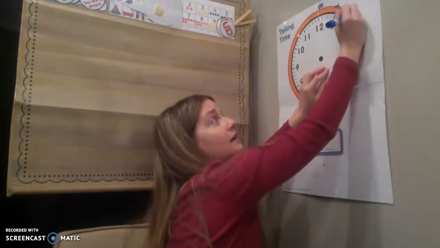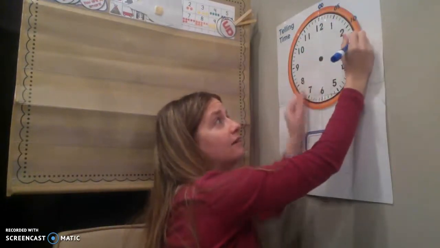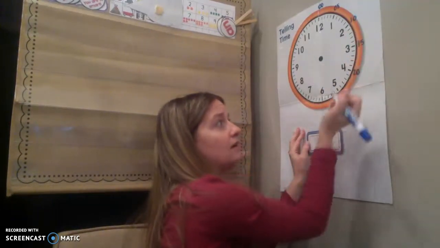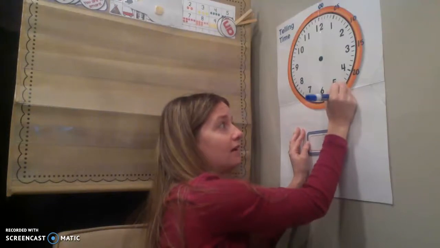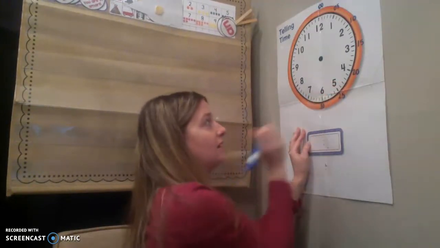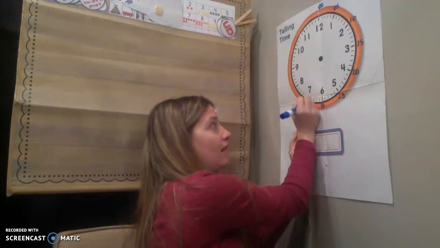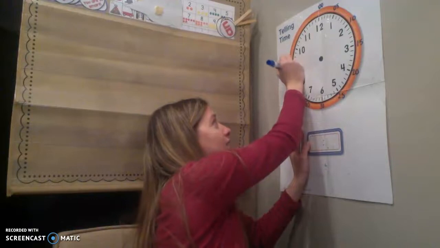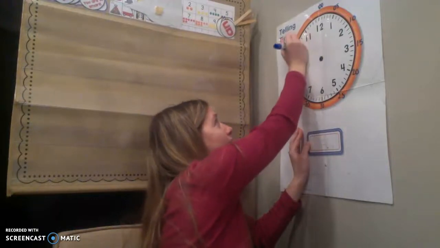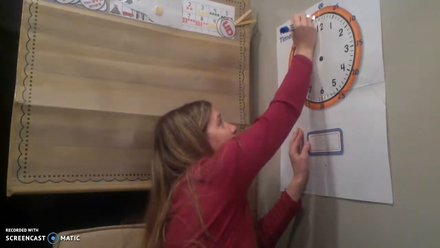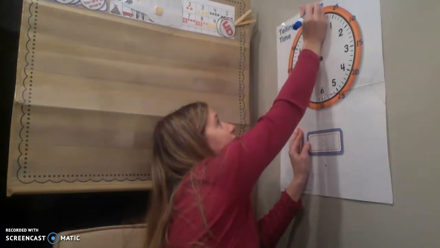5, 10, 15, 20, 25. What comes next? 30, 35, 40, 45, 50, 55, and 60. Very good.